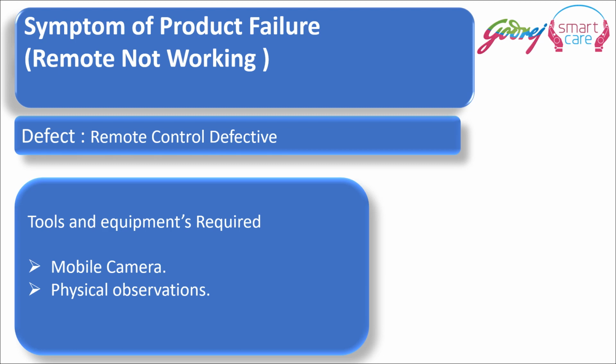For checking whether the remote control is defective or not, there is a simple way of checking it through the mobile phone camera and also through physical observations. The mobile phone camera can catch infrared rays which are emitted by the remote control. So it is very easy to check whether the remote control is functioning or not by just looking at the LED of the remote control through a mobile phone camera when we press the buttons, because our naked eye cannot see infrared, but the mobile phone camera can catch infrared rays.